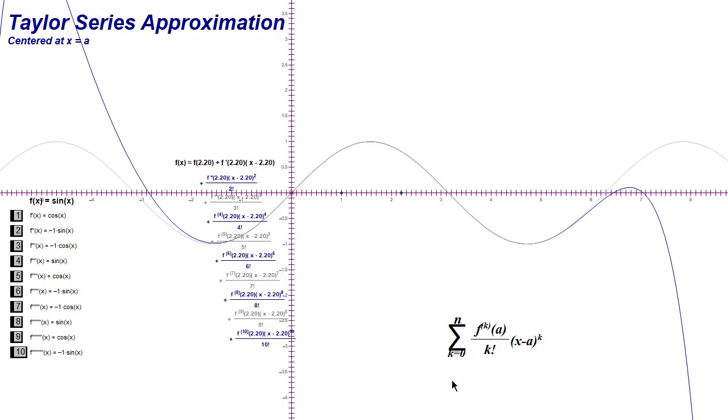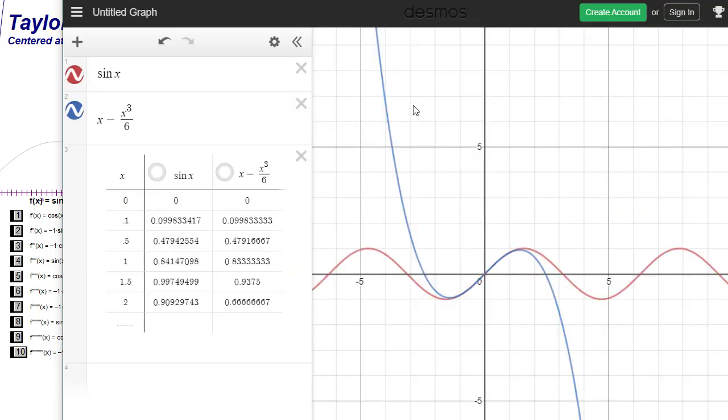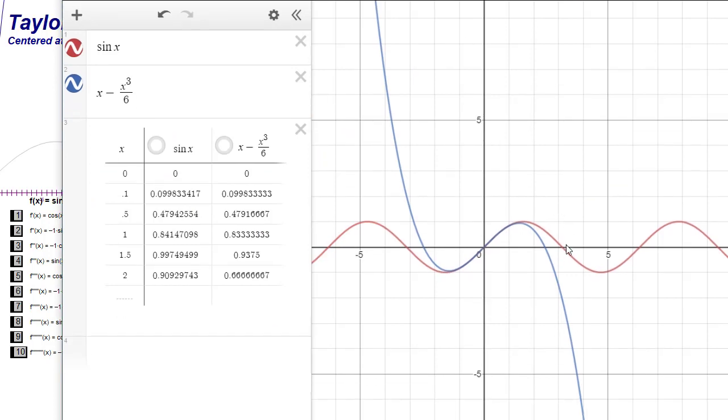Okay, to drive this point home even further, I could look at a numerical representation. So here in the red is my sine curve, and in the blue is my third degree approximating polynomial. And you could just compare the table values. The sine of 0 is 0, and my polynomial, and you don't know where that polynomial came from, and that's okay. I'm going to show you how to get that in the next video.